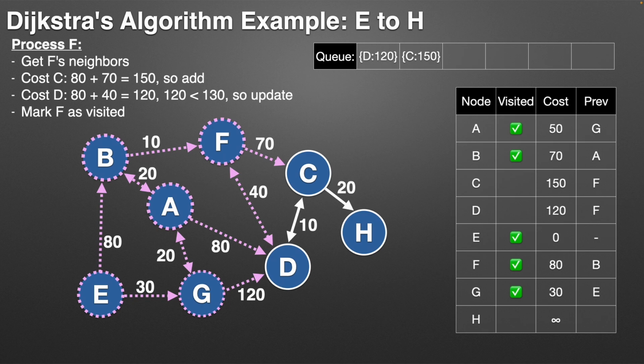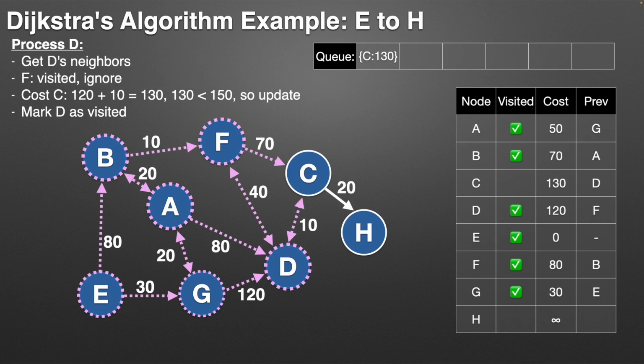We'll compute the cost of F's neighbors. So F has a neighbor of C and a neighbor of D. Right? We will compute those, compare them to what's here, and update as needed. And so that will give us the priority queue having D and C at these values. So we will pull D out, and we'll do the same thing for D. We've already visited F. We can ignore that. Let's see. We've got C is its other neighbor. So we'll compute for C. We get 130, which is less than 150. So we'll go ahead and update that both here, where we'll update this to be D, and then we'll update C's priority queue value too.